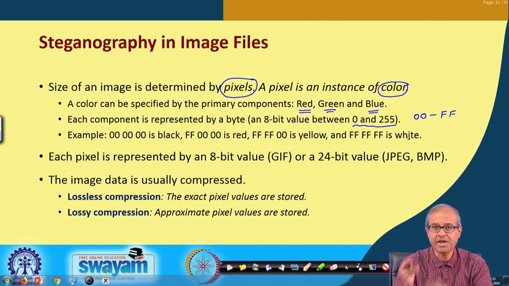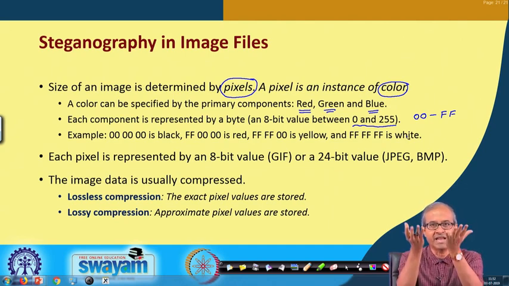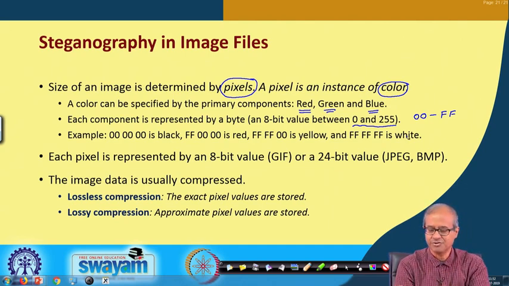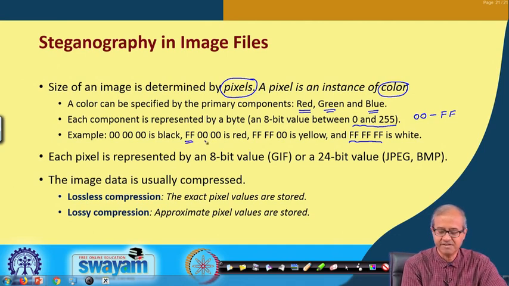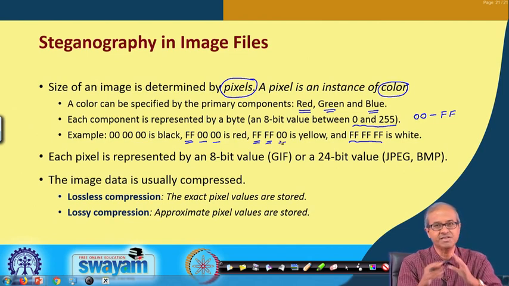Let us say white. White means red, green, blue all are at their maximum intensity. So, it will be FF, FF, FF, that is white. If you talk about pure red, only the red component is FF, green and blue are 0. Okay. If you talk of yellow, red and green combined makes yellow, blue is 0. So, in this way you can generate any possible colors, right.